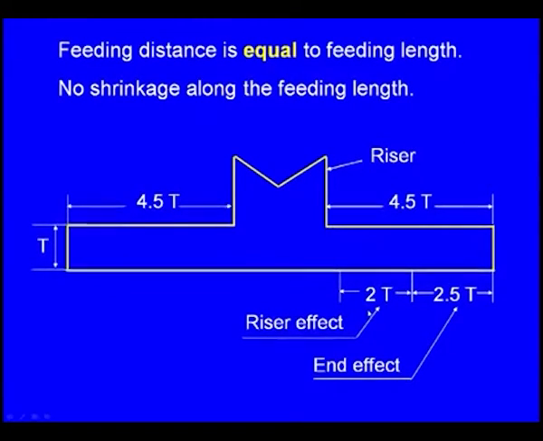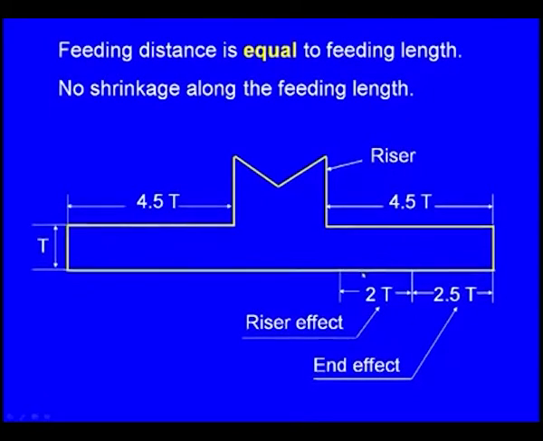Here we can see, this is the end effect. What is that end effect? It is the distance covered by the edges of the casting to prevent the shrinkage cavity. So, this is 2.5T. The sum of these components is known as the feeding distance, and that is equal to 4.5T. One side it is 4.5T and the other side it is also 4.5T, where T is the thickness of the slab or thickness of the section of the casting to be fed by the concerned riser.